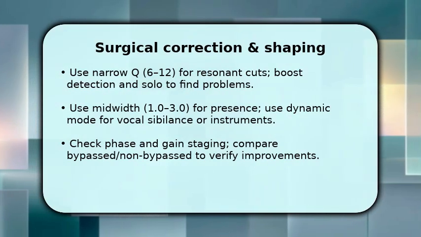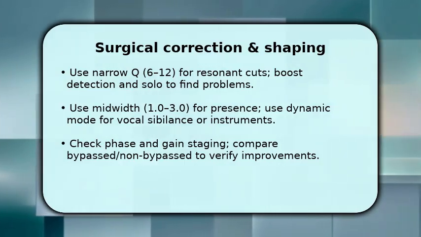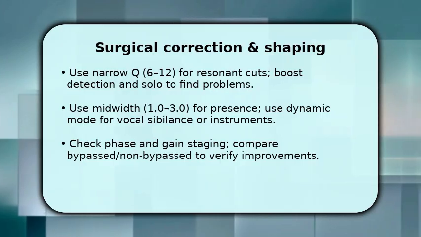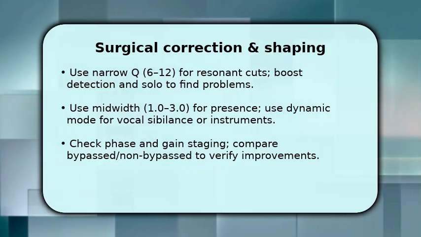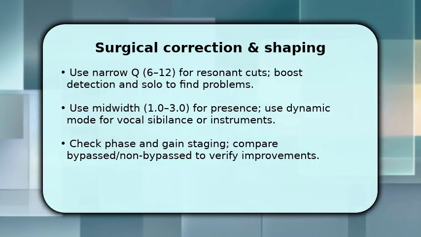Now you move into surgical work. Sweep a narrow band with high Q to find and cut resonant peaks. Toggle solo band detection to hear the exact problem, then reduce gain until it sits. Once done, switch to wider Q settings to shape body and presence.